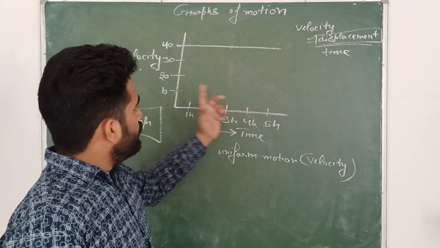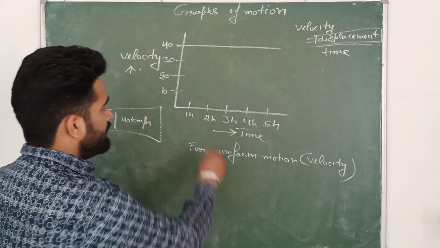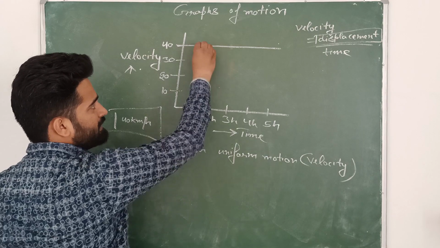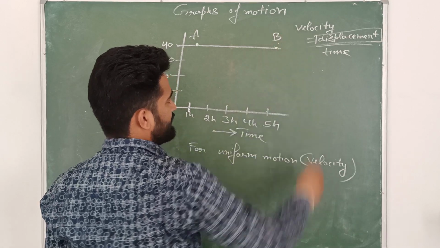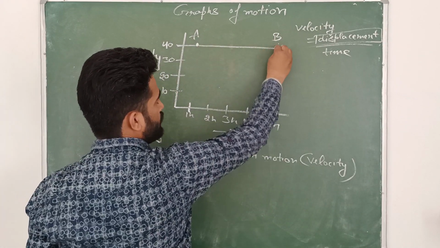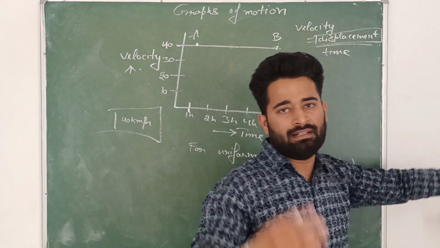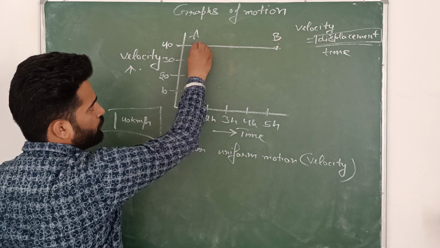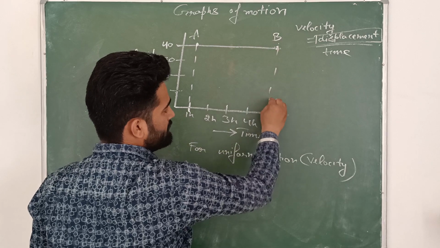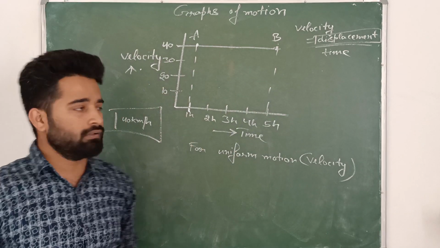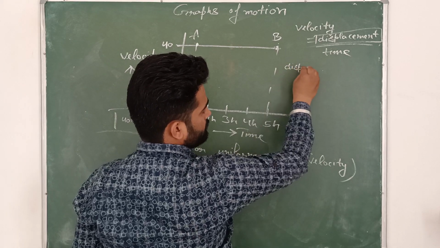See here, now velocity and time are given, so you have to calculate the displacement. How will you calculate it? If they ask you to calculate the displacement from point A to point B, see carefully, everyone. You have to draw a perpendicular from point A, then draw a perpendicular from point B. From both points you will draw the perpendicular. So here we have to find the displacement.